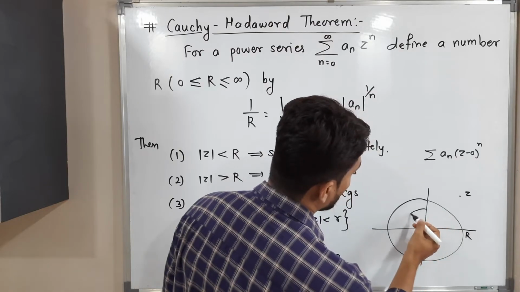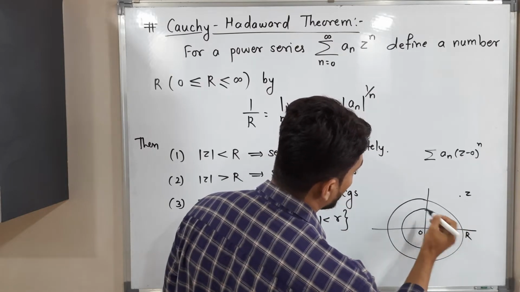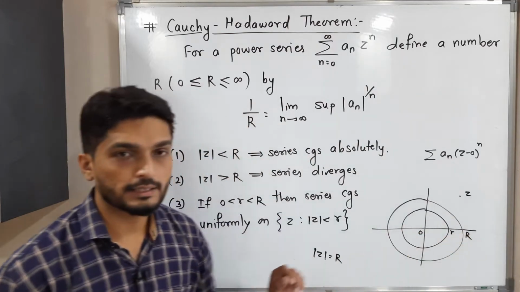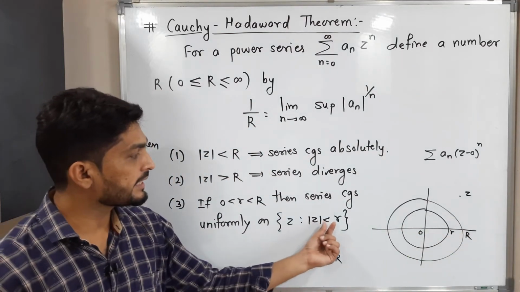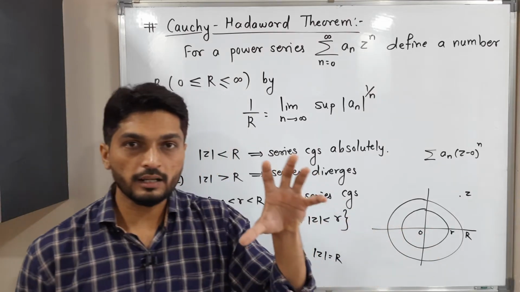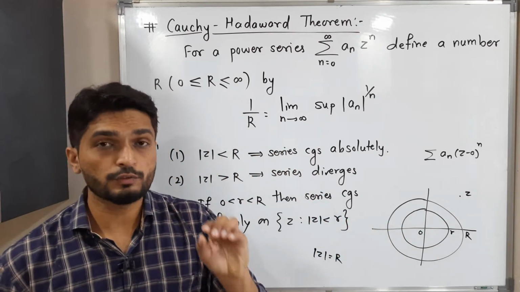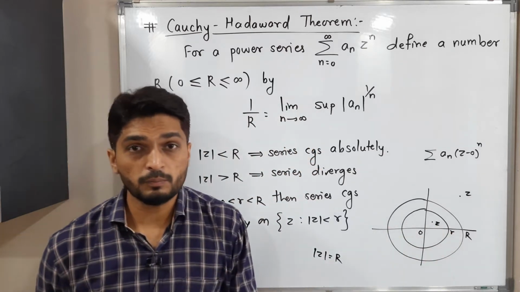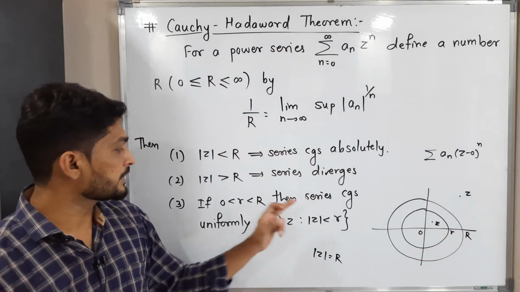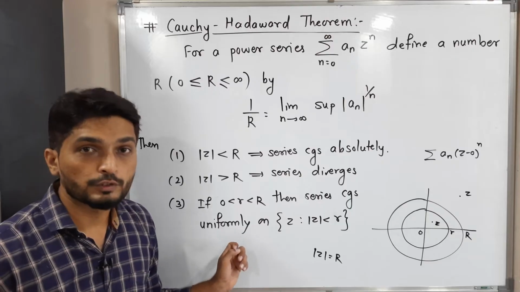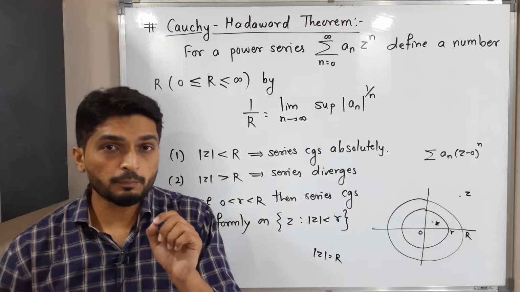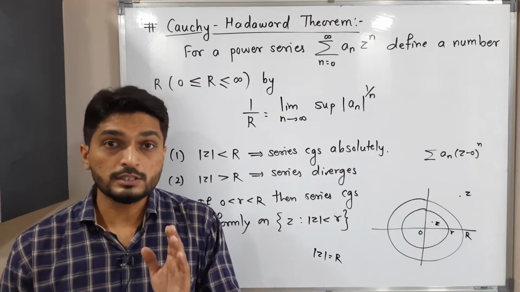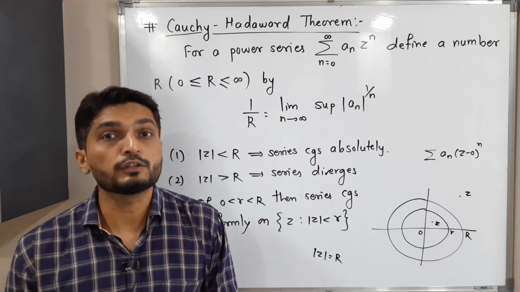Now consider a circle with center 0 again and radius small r. Obviously 0 < r < R. Then |z| ≤ r, that means inside the small circle. So if you take any point inside the small circle, then the series converges uniformly. So this is the actual meaning of this result.